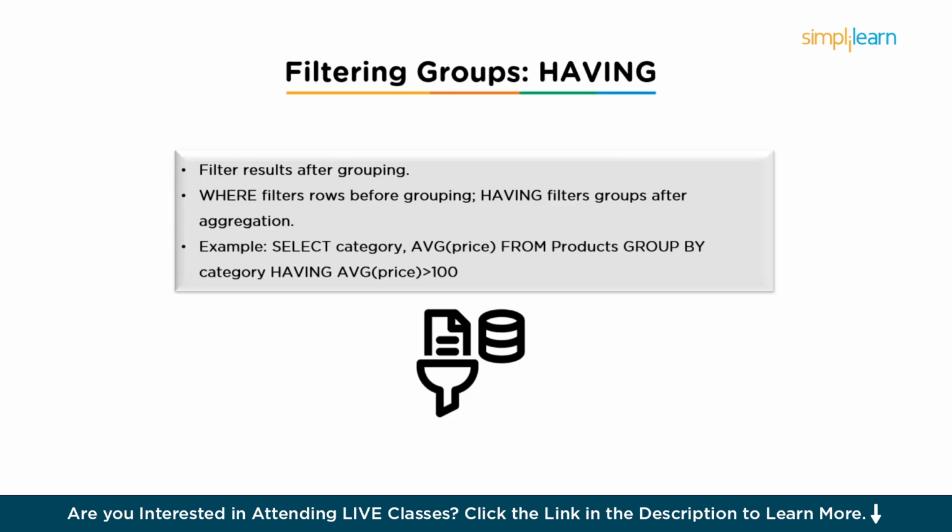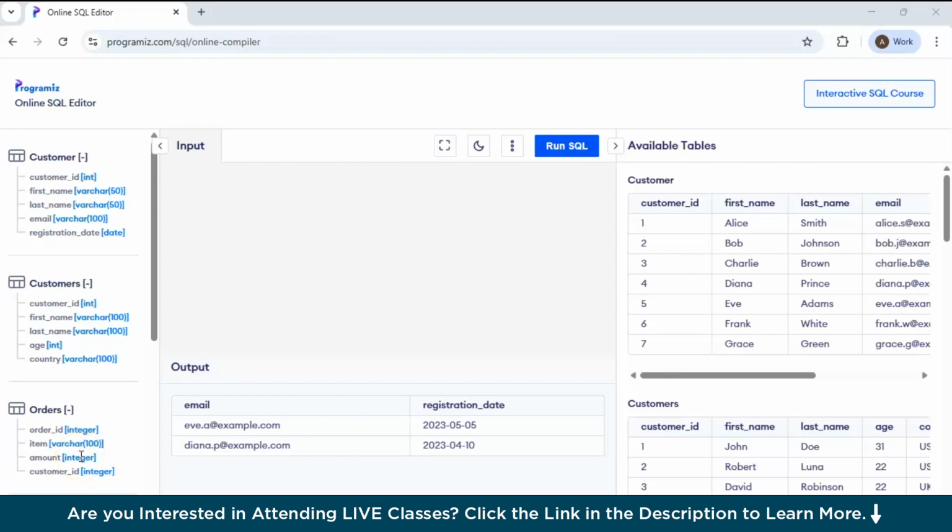For example, this is a statement which is: select category, average price from products group by category having average price greater than 100. This SQL query retrieves the categories and their average product prices, but only for those categories where the average price of products exceeds 100 rupees. Let's see some practical examples of data aggregation and grouping.